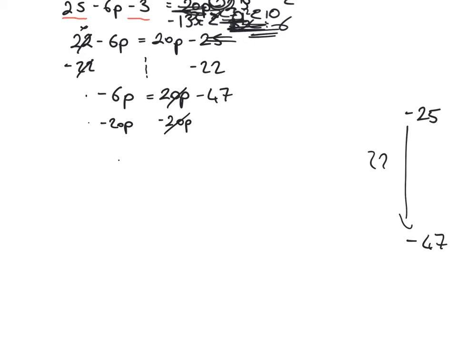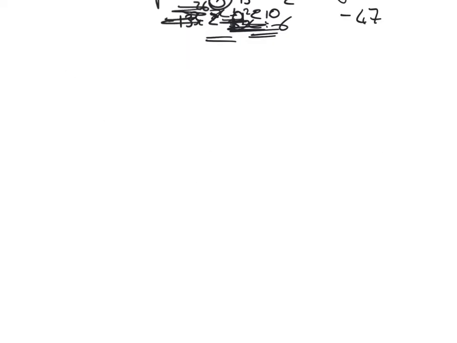Minus 6p minus 20p is minus 26p. What's left on this side is minus 47. And then bring the minus 26 down, divide minus 47 over minus 26. The only thing that can be done there is to cancel the negatives to give me 47 over 26, final answer. Okay, let's try an example 6.